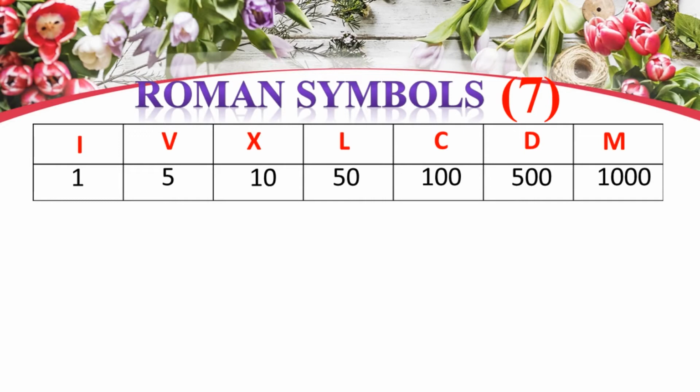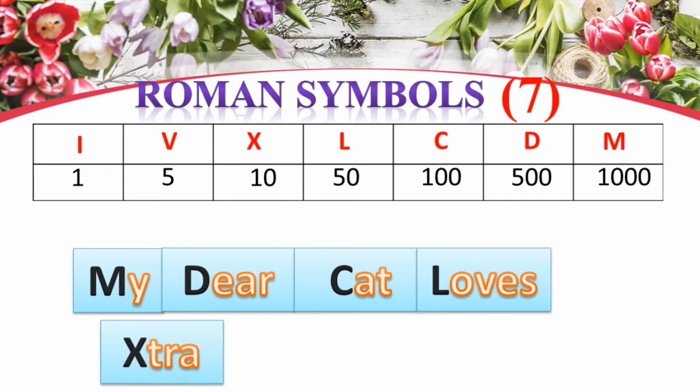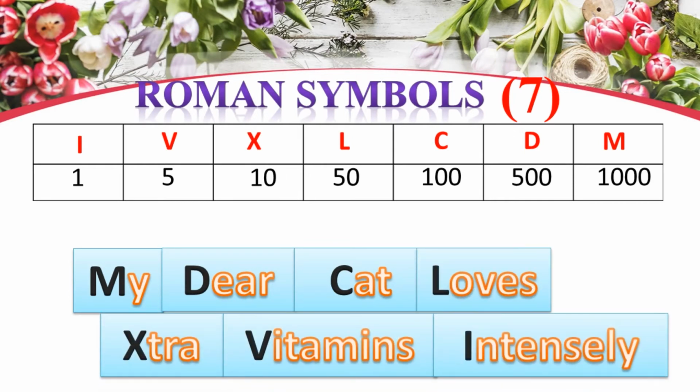Now I am going to give a sentence to easily memorize the order of Roman symbols. This sentence represents the order of Roman symbols in descending order. Let us see the sentence: My dear cat loves extra vitamins intensely. In this sentence, the first letter of each word represents the Roman symbols in descending order.